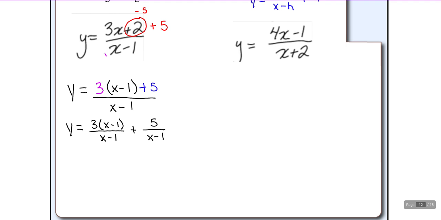Again, I haven't changed anything, I'm just changing the form that it's in. So I took one fraction and I split it into 2 fractions. I split it right here, right at the plus sign. The reason I do that is your fraction on the left, the one that has the x minus 1 on the top and the x minus 1 on the bottom, that can simplify. Those x minus 1s will divide into each other to equal 1. And I now have y equals 3 plus 5 over x minus 1.